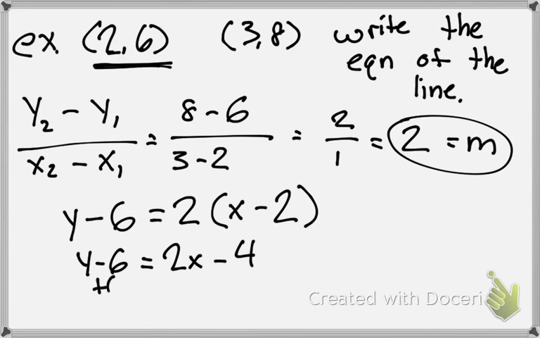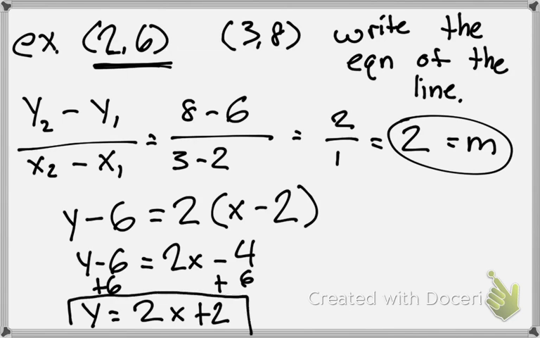So then simplify some more. I'm going to add 6 on both sides, which leaves me with y equals 2x plus 2. That, my friends, is how I can start with 2 little points and somehow create a whole line and find any possible point on it.